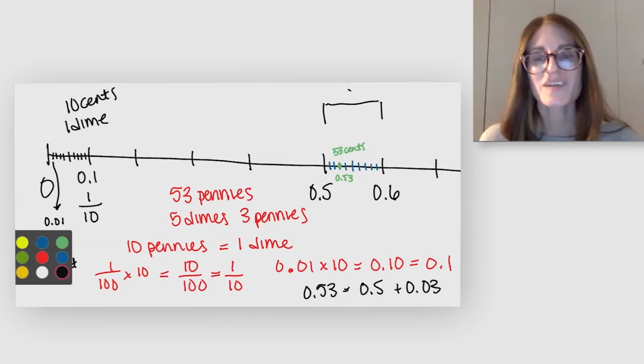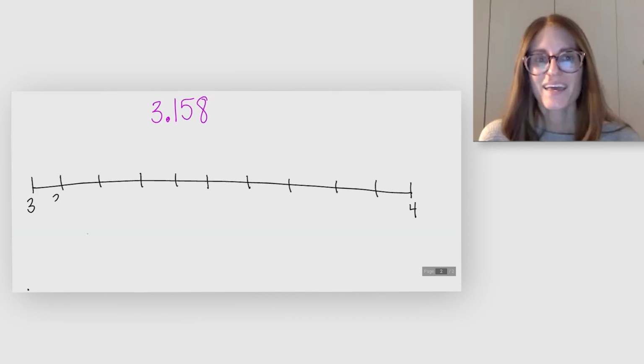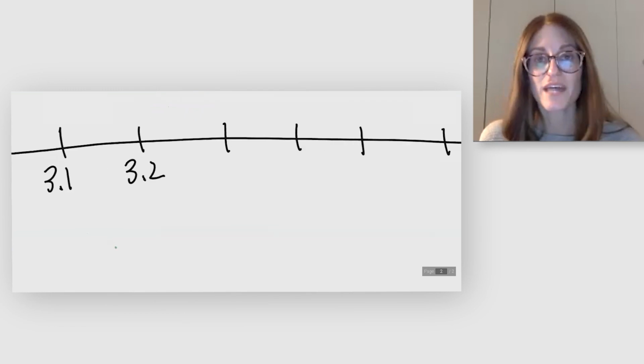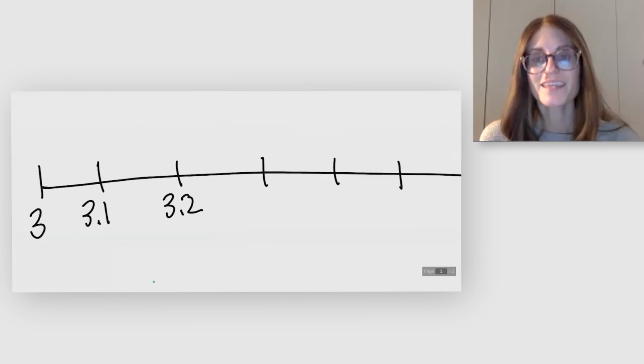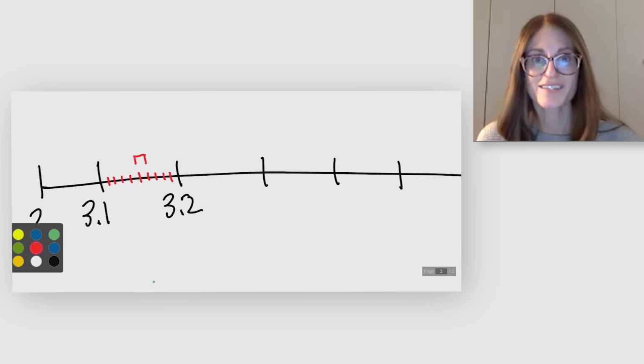Let's look at another more complex example, 3 and 158 thousandths. I know that this value lies in between 3 and 4, but is much closer to 3 than 4. In fact, it's more than 3 and 1/10, but less than 3 and 2/10, and it's pretty close to halfway between those values. If I continue to split the space between 3 and 1/10 and 3 and 2/10 into 10 pieces, then I can see that this number lies between 3 and 15 hundredths and 3 and 16 hundredths.